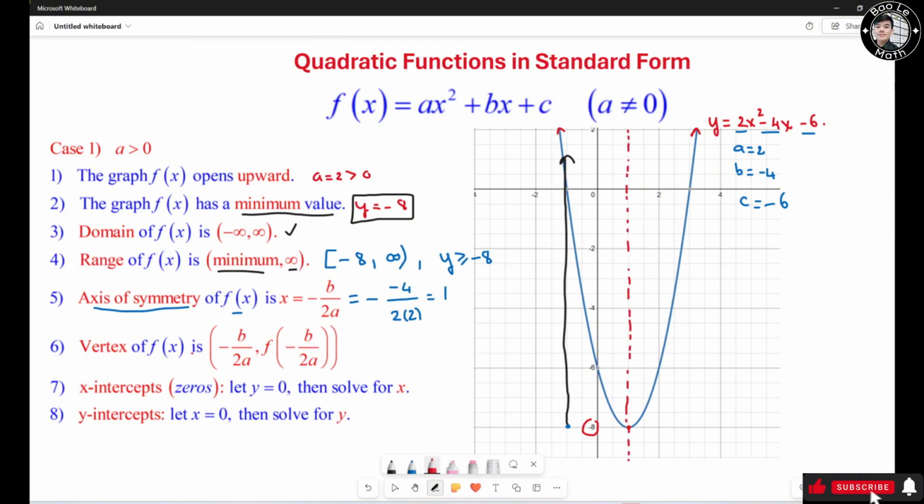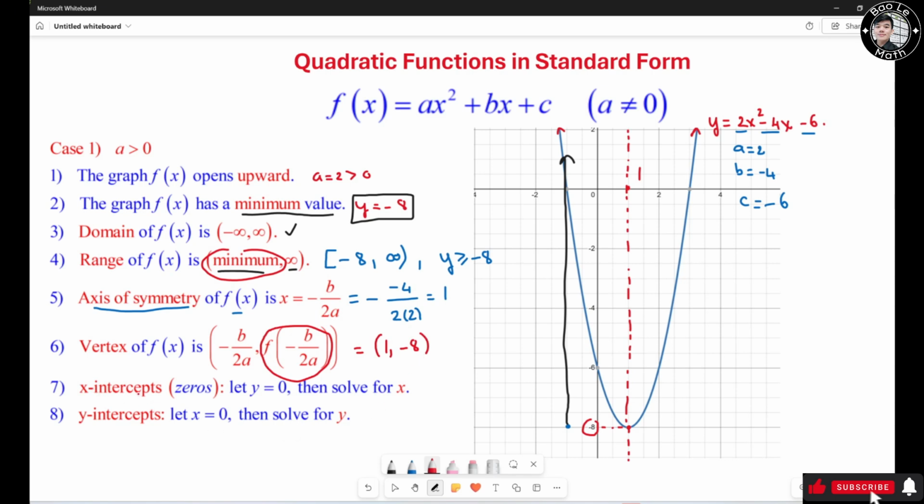Now, the vertex of the function. x equals negative b over 2a, yes, it's going to be 1 right here. And the y value should be negative 8, which means the minimum value, right? This guy is actually the minimum value right here, so the vertex should be 1 comma negative 8.